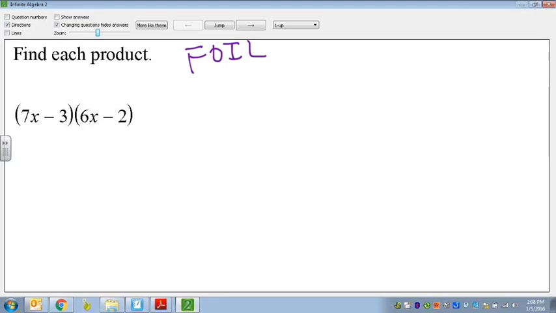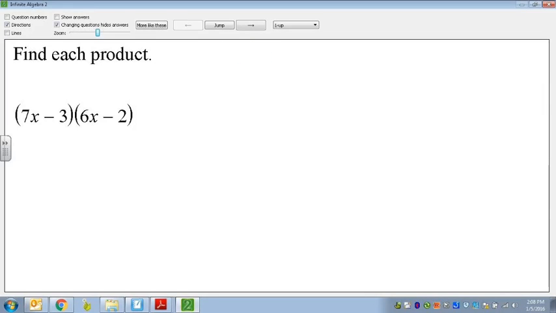You can use FOIL, but what happens when you have something maybe a little bit more advanced like this problem, 8r minus 7, and then multiplied by negative 3r squared minus 4r minus 3. So you can't just FOIL that. So I'm going to go back here to this problem to explain a different way to think about it.